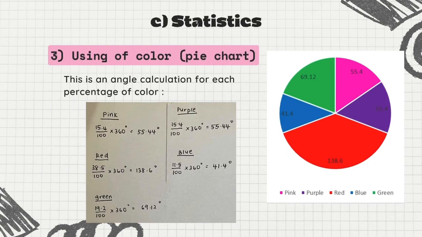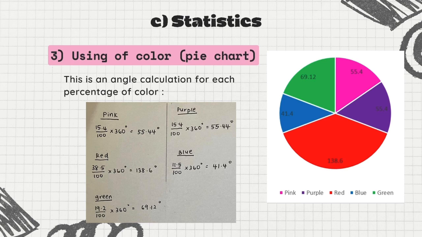The last statistic is in the form of a pie chart. This pie chart shows the usage of colors found in the pop-up card. Before we convert the percentage data into a pie chart format, we need to calculate the angles using mathematical elements, which is numbers and operations. This picture shows the calculation path for each angle for color usage. After that, only then we can produce the correct pie chart according to the data collected.